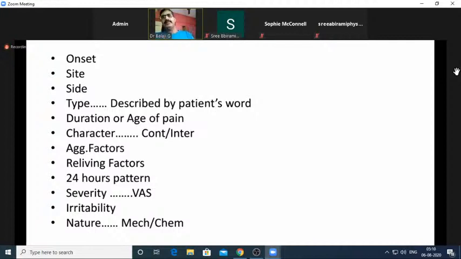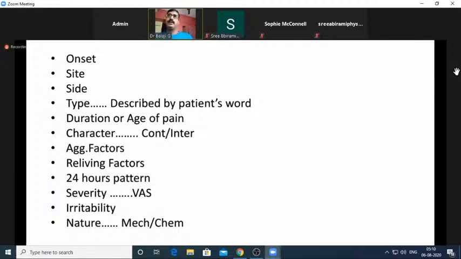Next one, character of the pain. Already I told you the character of the pain. There are two characters. One is continuous and another is intermittent pain. Continuous character of the pain, we already saw, is in chemical pain. Intermittent pain occurs in mechanical pain. So, aggravating factors. What are the movements, what are the activities which can cause you more pain? That is what aggravating factors are.